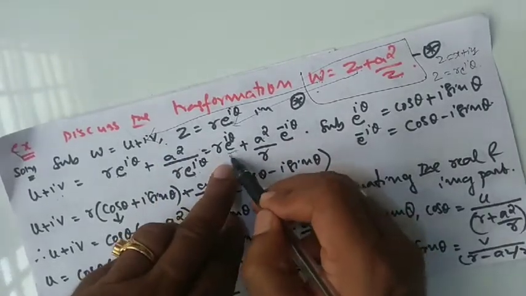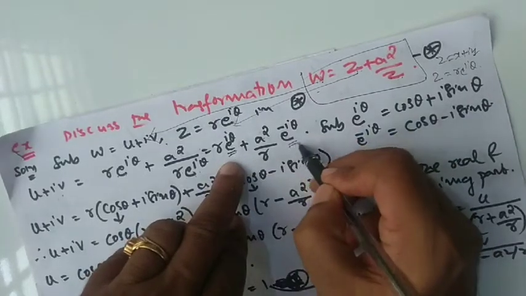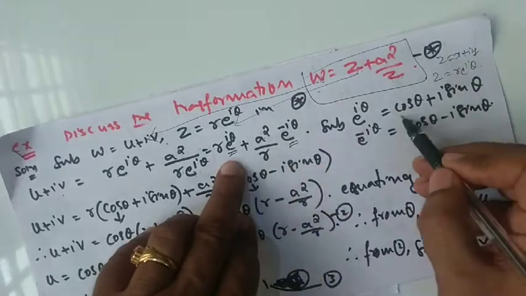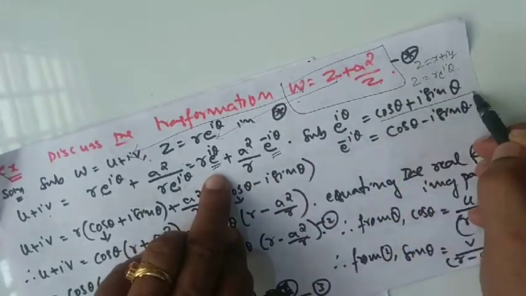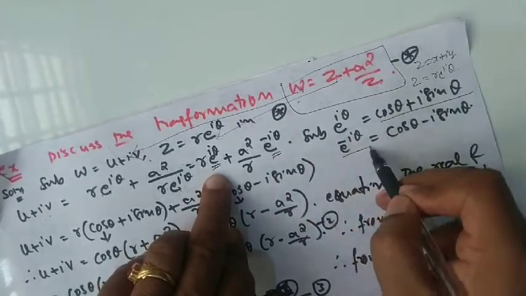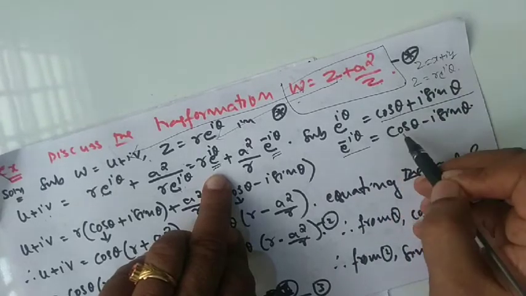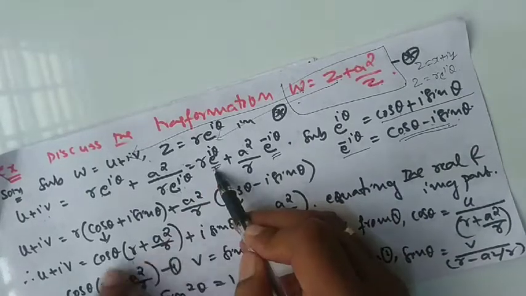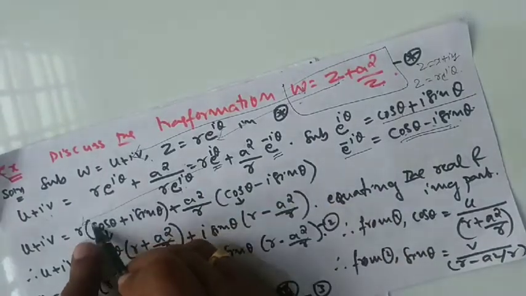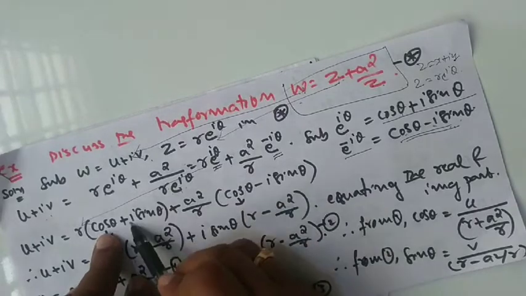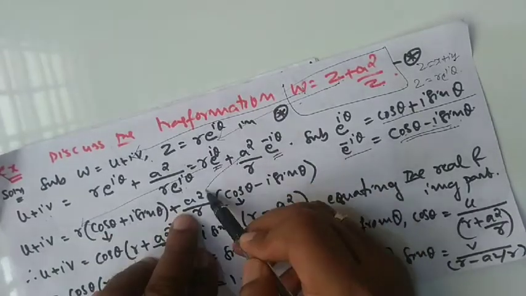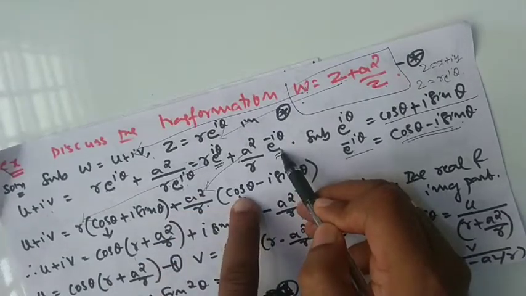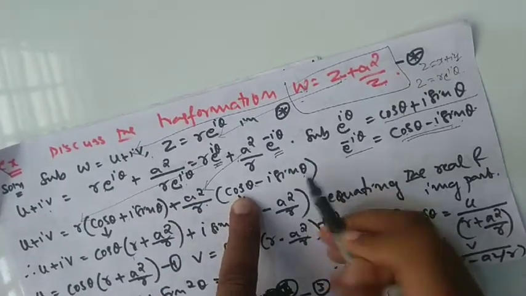Now use the formula for e to the power I theta and e to the power minus I theta. What is e to the power I theta? Observe, e to the power I theta is cos theta plus I sin theta. E to the power minus I theta is cos theta minus I sin theta. This is the formula. So therefore here I am substituting. These are written as it is. E to the power I theta is cos theta plus I sin theta. A squared by R as it is. E to the power minus I theta is written as cos theta minus I sin theta.